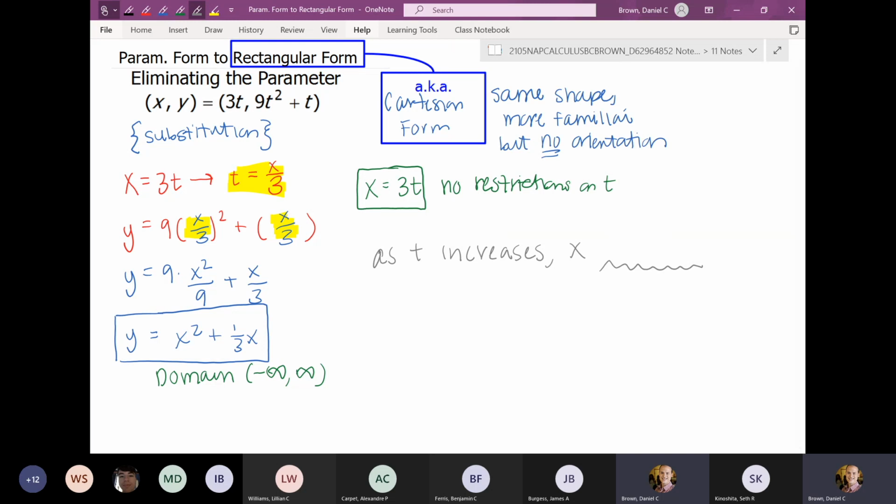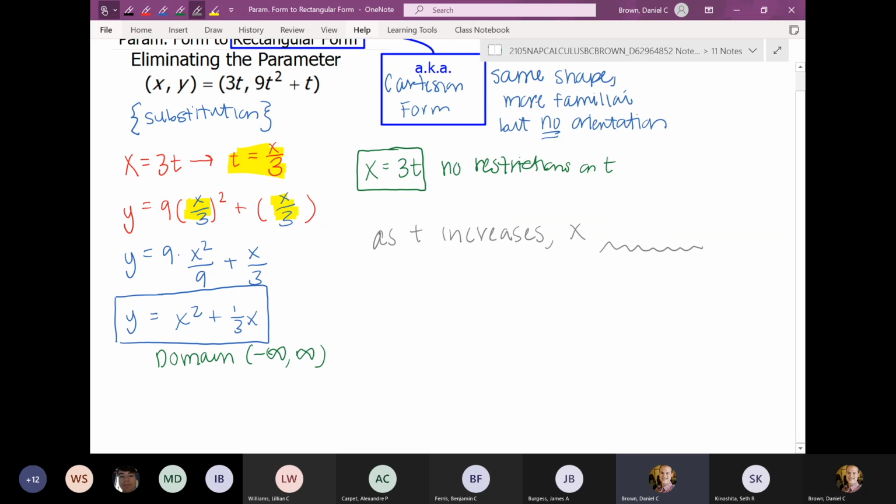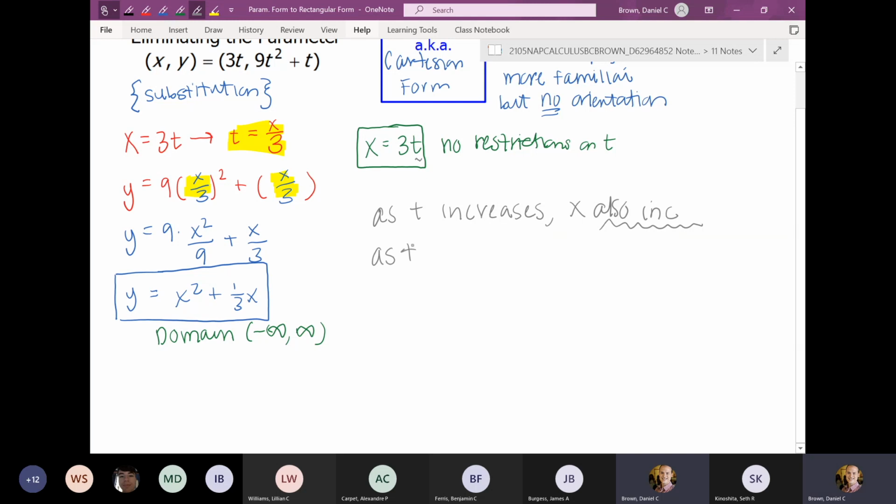So as t increases, well, x is 3 times t. t is increasing, so 3 times t is increasing. So what is x going to do? Well, x would also increase. So as t increases, x is increasing. To put this in other words, as time passes, that's the same thing as thinking about as t increases. The points on the curve move right because x is increasing, so points are moving to the right.